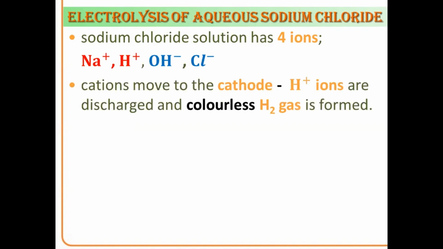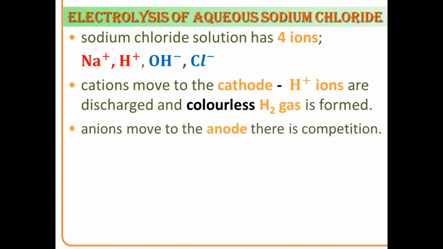The cations, both of them, the sodium ions and the hydrogen ions, move to the cathode. There's going to be competition that is won by the H+ ions. Remember, we said sodium ions are very stable and are never discharged from aqueous solution. So we get H+ ions being discharged. We form a colorless gas. We've spoken about the observations, effervescence, or bubbles of a colorless gas.